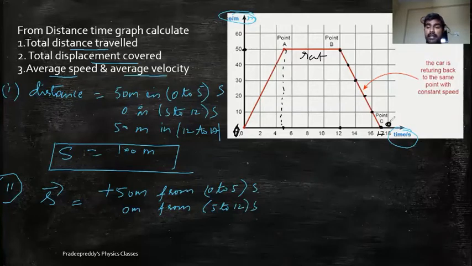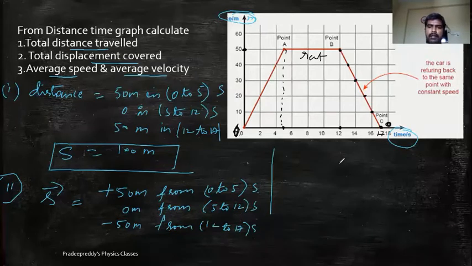Why is it so? Finally, it is coming to 0. Initially, it is at 50 meter. 0 minus 50, it is minus 50, from time 12 second to 17 second. Therefore, what is net displacement? S1 bar plus S2 bar plus S3 bar, which is equal to 0. So displacement traveled by the body is equal to 0, right?